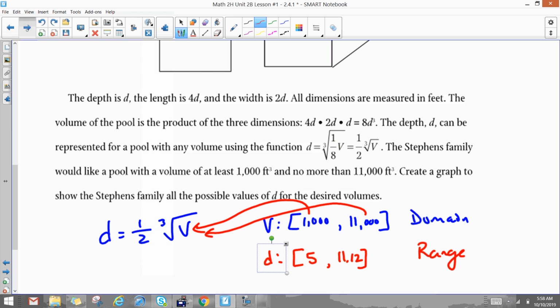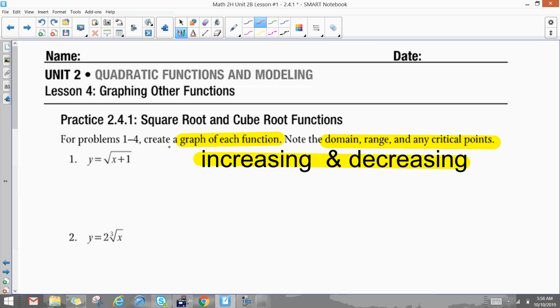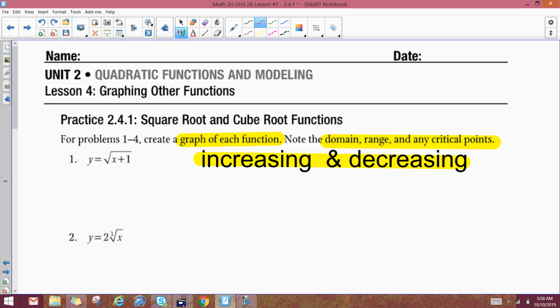So when you go to do your homework today, it's going to ask you to create a graph of the function. You want it to be semi-accurate, so you want to be able to put a few points on it. I should always see the critical point and a couple extra. I should see the domain and range, and then also answer increasing and decreasing. It won't be in the back of the book, but you will be expected to do that on your quiz. So hopefully you have a little bit better understanding of square root and cube roots, and I'll be back tomorrow to help you out with any questions that you have.